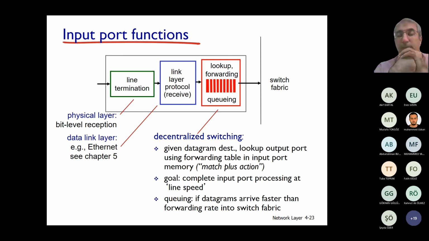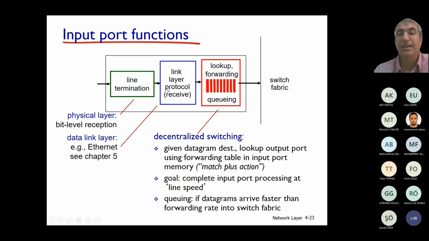So how are packets pushed to the input? Let's look at the details. This input port consists of three blocks. The first one is the line termination, which is implemented at the physical layer in terms of bits. And so they receive the signal in terms of bits, or the information.